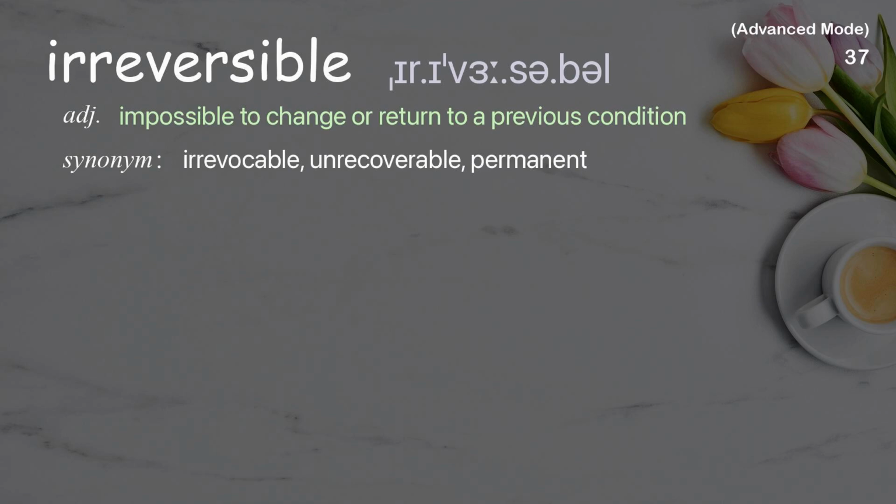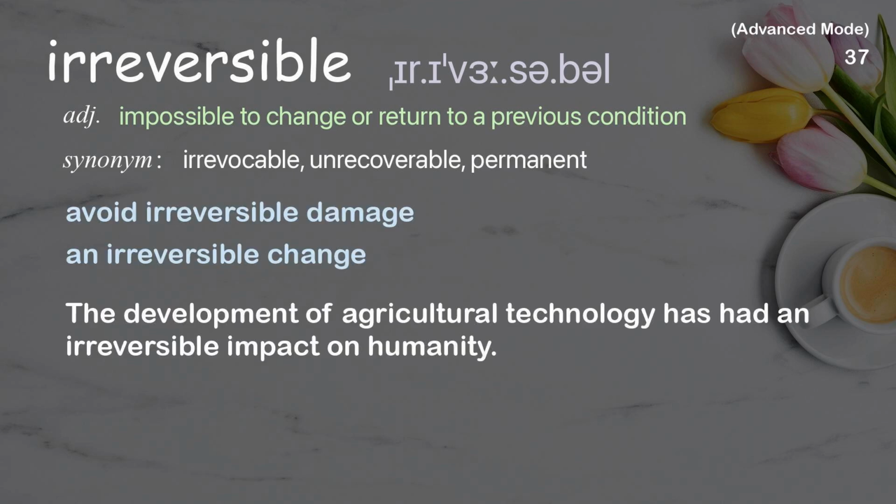Irreversible. Impossible to change or return to a previous condition. Examples. Avoid irreversible damage. An irreversible change. The development of agricultural technology has had an irreversible impact on humanity.